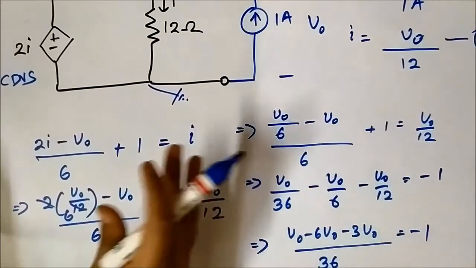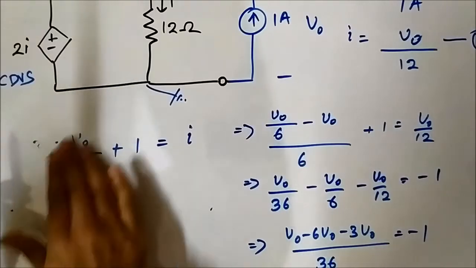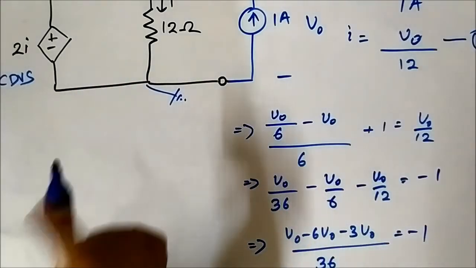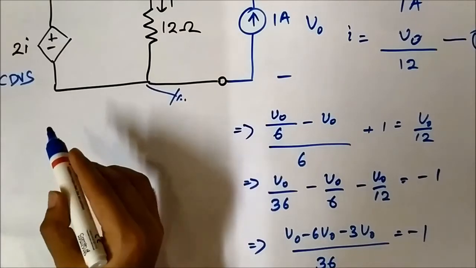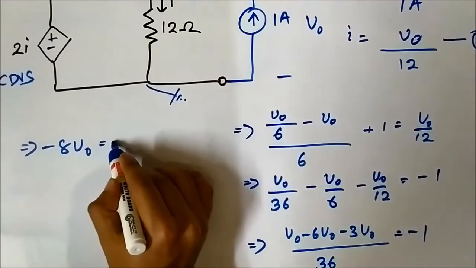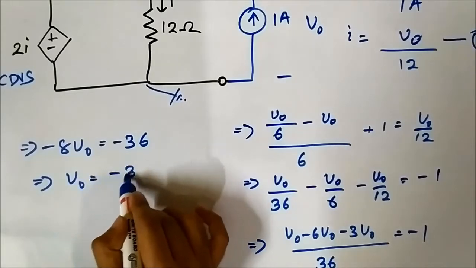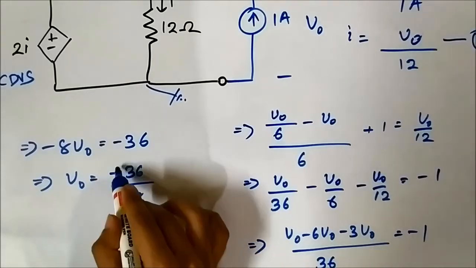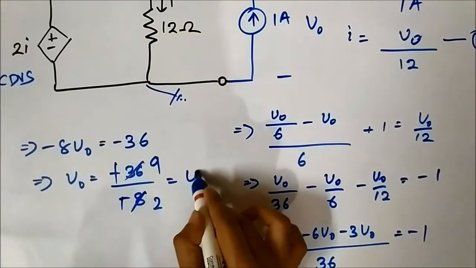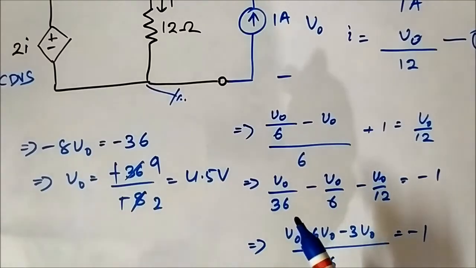So let us erase some portions here. We have solved this, but because of lack of space I have to erase it again. You can rewind and watch it again where you cannot follow. So this one, it will be minus 8V0 is equal to minus 36. That implies V0 is equal to minus 36 by minus 8, which is equal to 9 by 2, which is equal to 4.5 volt. V0 is 4.5 volt, we calculated.